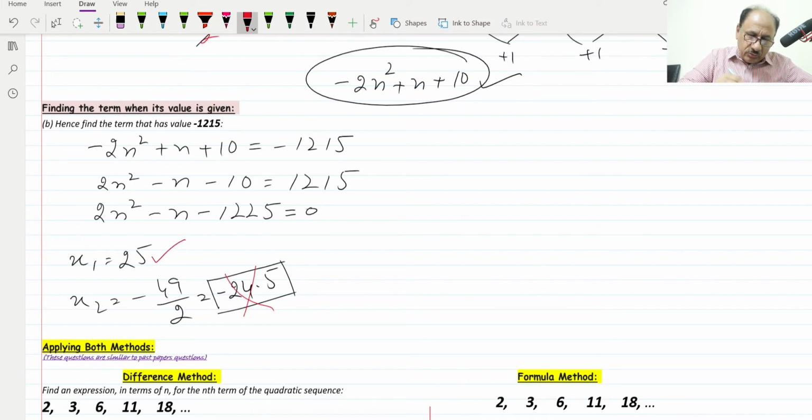So we will take 25. Our answer will be the 25th term. The 25th term will be our answer.